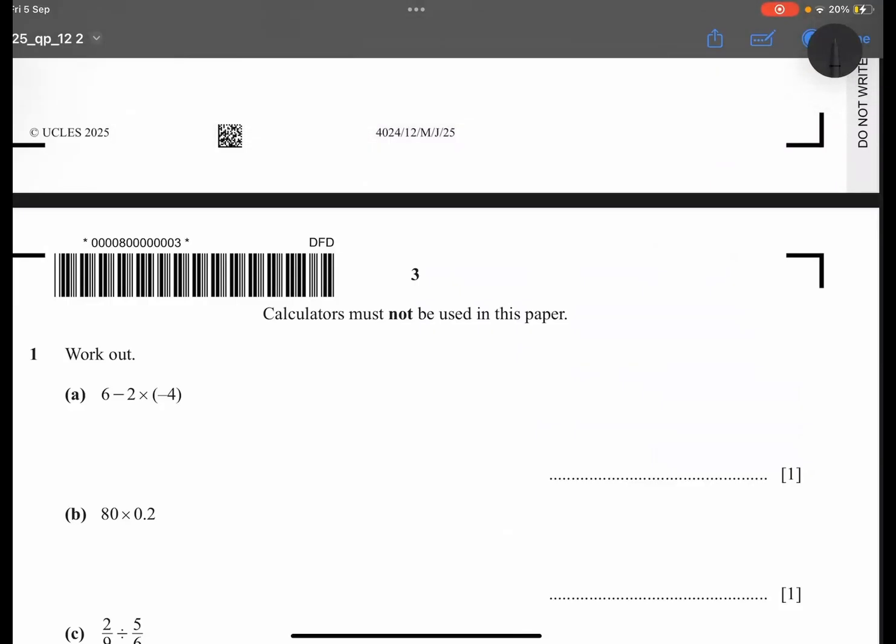So we all should be knowing BODMAS, which is brackets, operation, division, multiplication, addition, and then subtraction. That is the order of procedure that we need to be following. So first we'll be solving the brackets, which is minus 2 multiplied by minus 4, which would be equivalent to plus 8. So 6 plus 8, and we have our answer, which is 14.